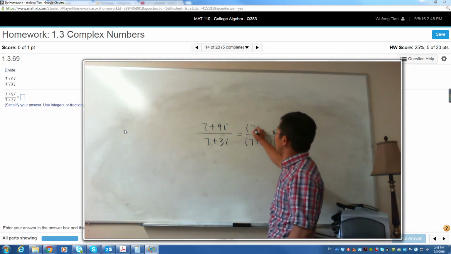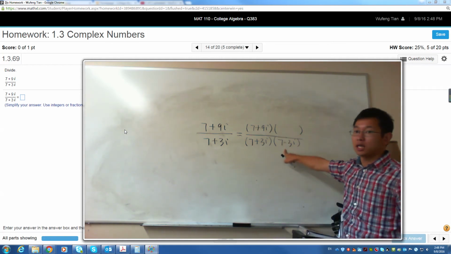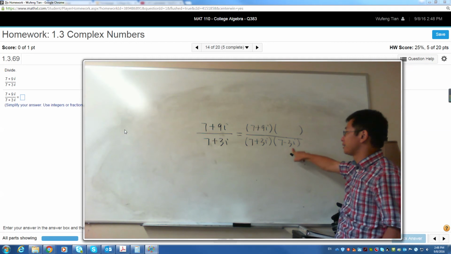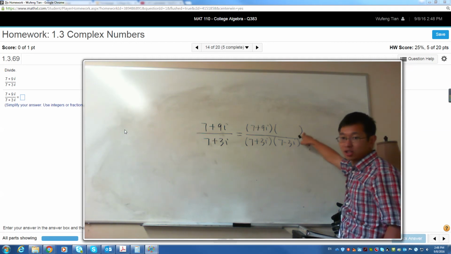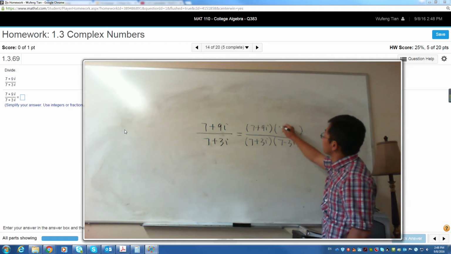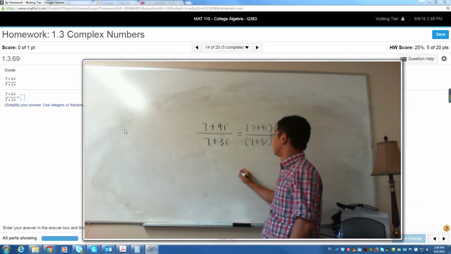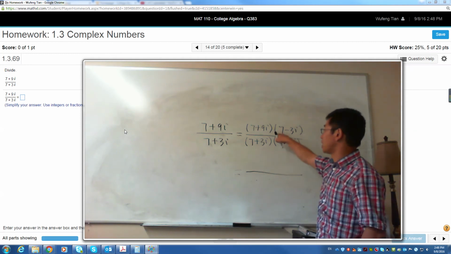The top is 7 plus 9i multiplied by the same number. If you multiply by 7 minus 3i here, you have to do the same thing on the top. Otherwise, it's not fair to the top, right? So it's 7 minus 3i here as well. Now what you need to do is just FOIL both the top and the bottom.